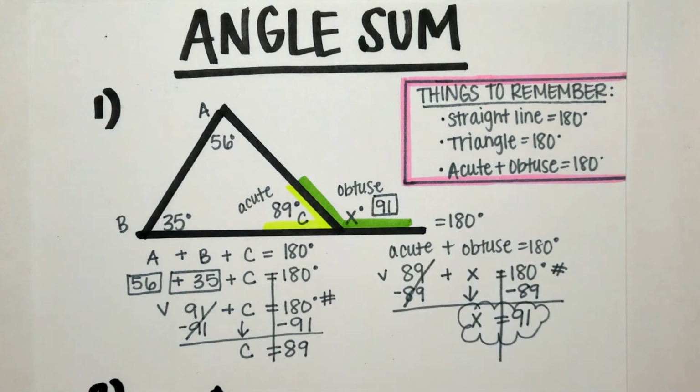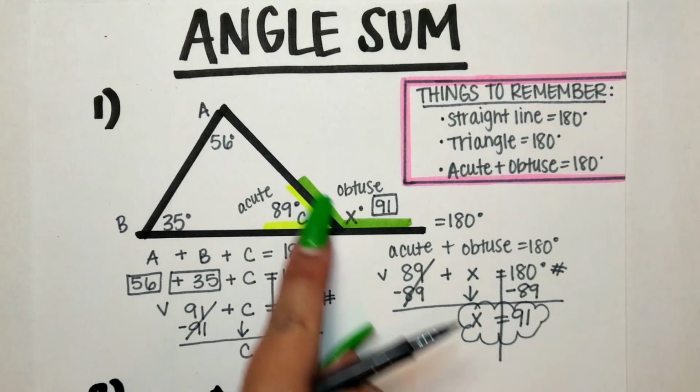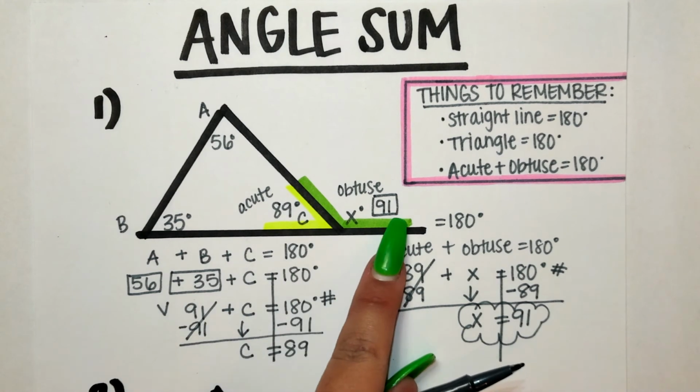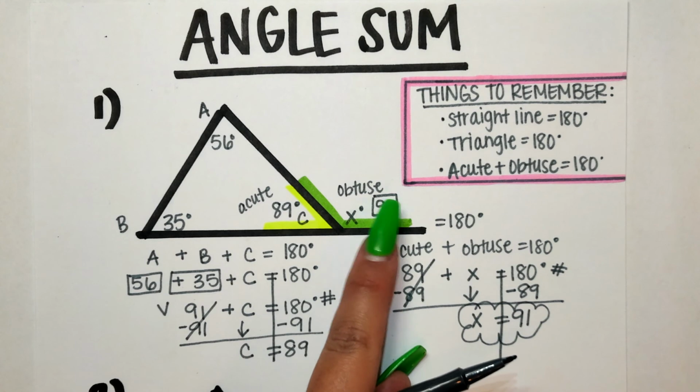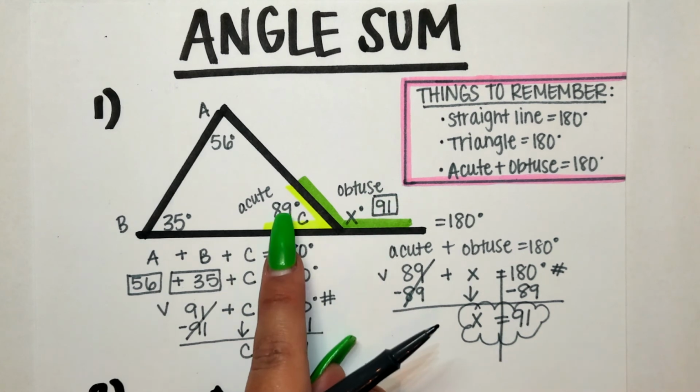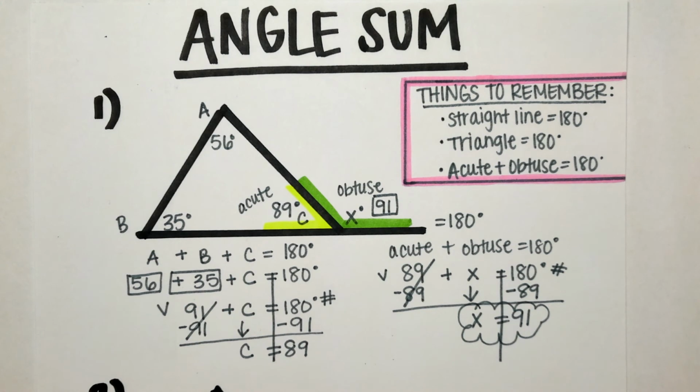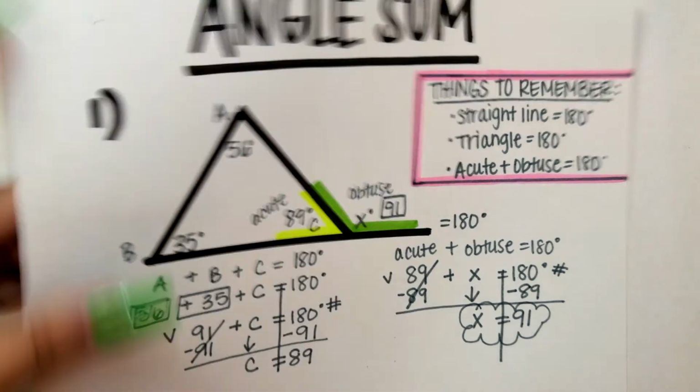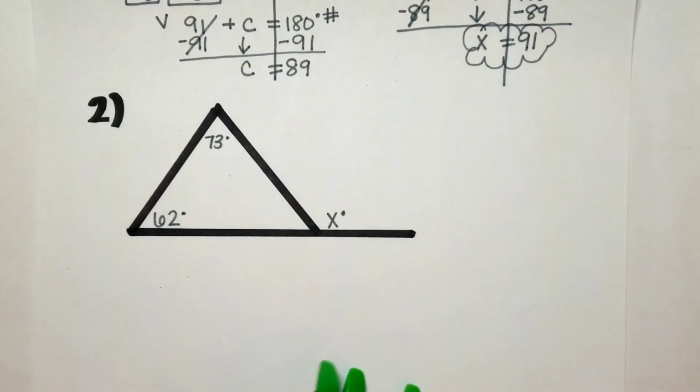It makes sense because since this is obtuse, it has to be bigger than 90 degrees, and 91 is bigger than 90 degrees. It would not make sense for my answer to be 89 because it is less. That's an acute angle. Let's move to number 2.